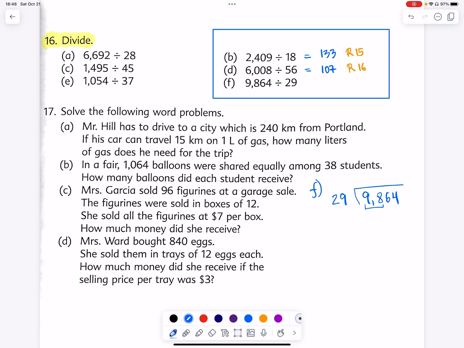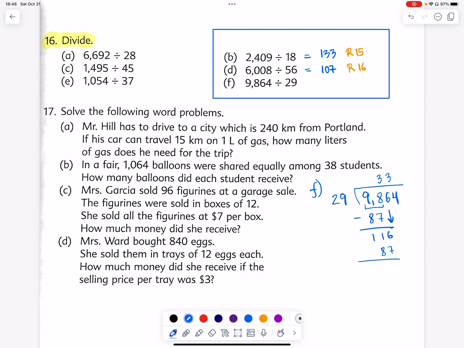How many times? Well, 30 goes into 93 times. So let's go with 3. 30 times 3 is 90, minus 3, 87. Remainder is 11. Perfect. Let's bring down a 6. 29 goes into 116. Oh, I think it's still 3 times. It's still going to be 87. Let's go. 87, 13 and 16.